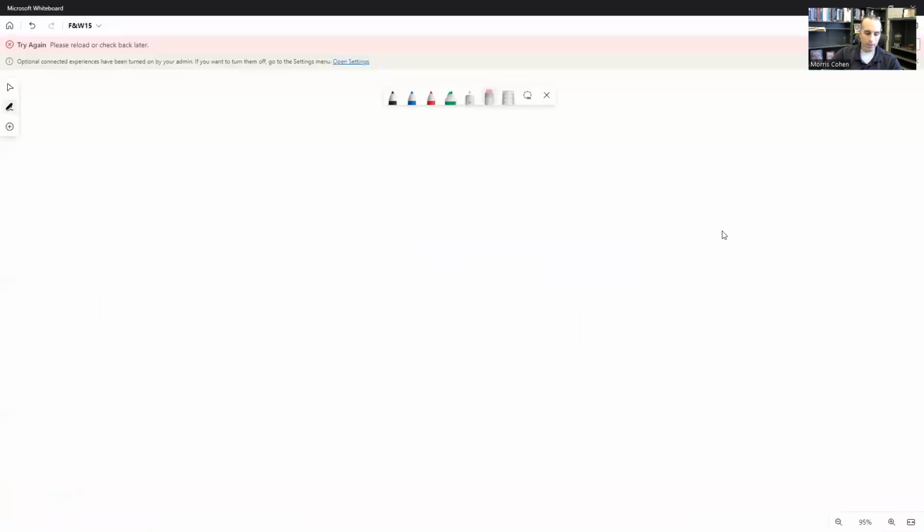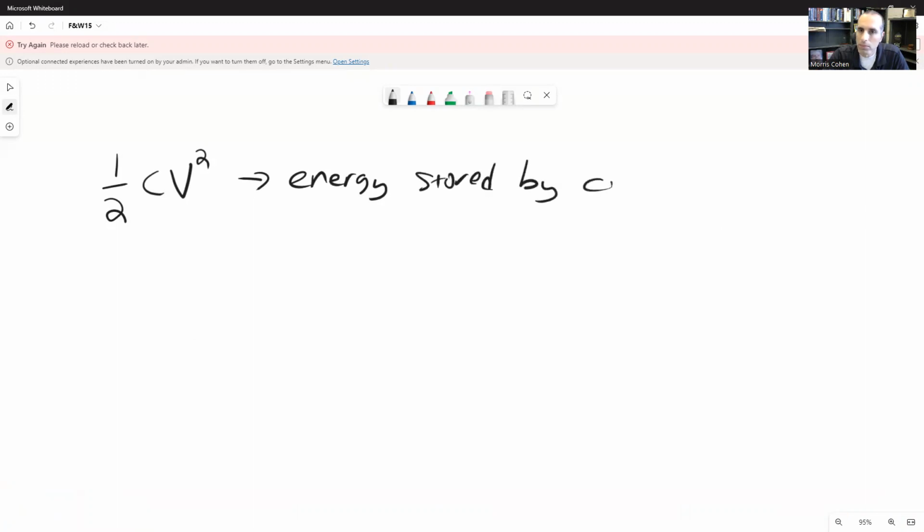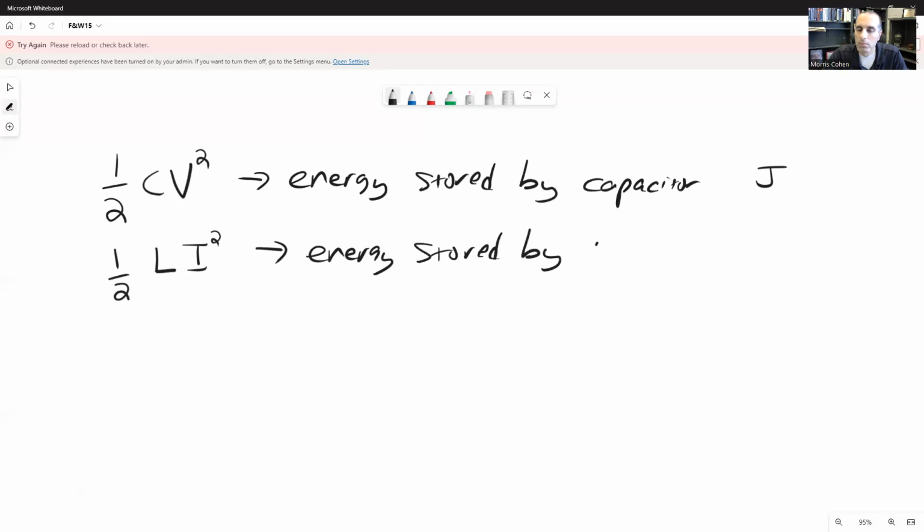Let's take a closer look at that. Let's start by contrasting this to a capacitor. We had this idea that for a capacitor, 1/2 times CV squared is the energy stored in a capacitor, and that had units of joules. The equivalent for inductors will be 1/2, and instead of a C, we're going to have an L for inductance, and instead of a V, we're going to have an I for current, and that's going to be the energy stored by an inductor. Also in units of joules.